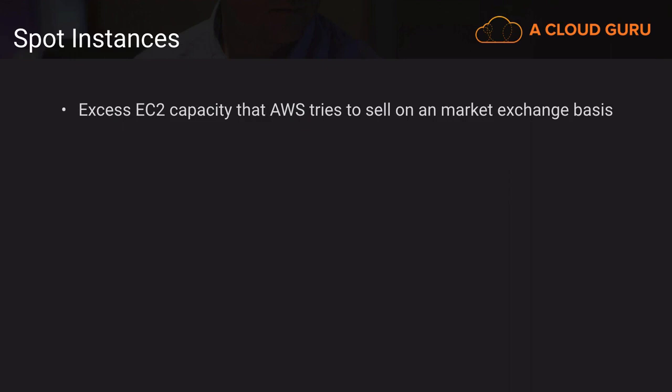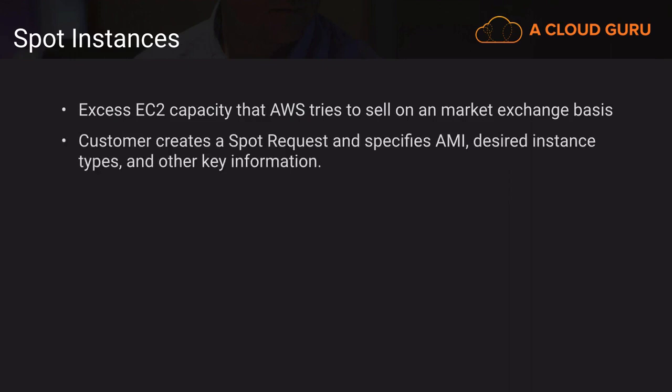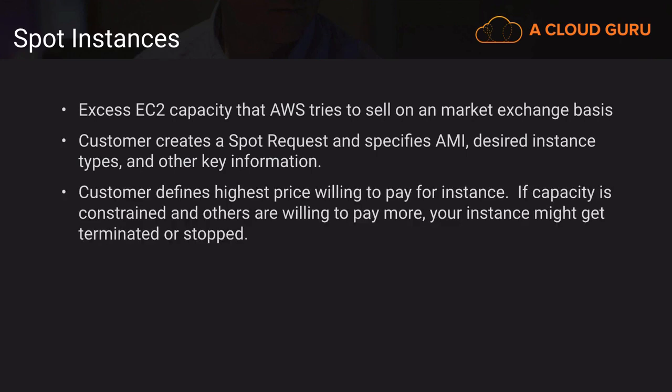And so a spot instance process starts by a customer creating a spot request. You have to specify an AMI and a desired instance type, and some other key information like a VPC and so forth. And then you define the highest price you're willing to pay for that instance.